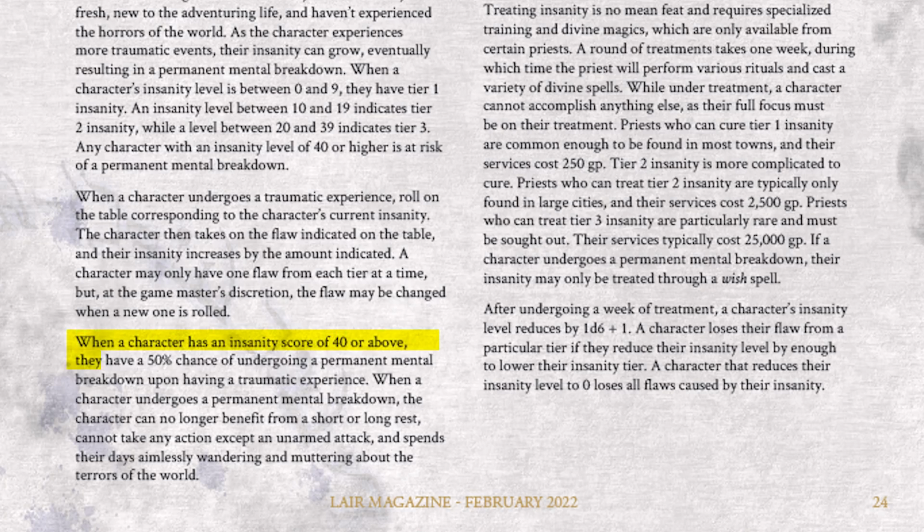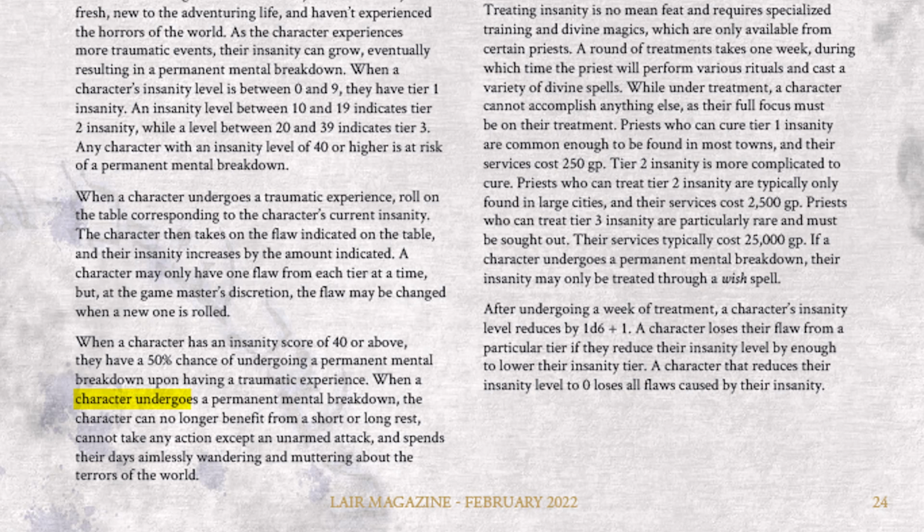If a character's insanity level reaches 40 or above, they have a 50% chance of undergoing a permanent mental breakdown when a traumatic event happens. If they suffer this breakdown, they can no longer benefit from a short or long rest, cannot take any action except an unarmed attack, and spend their days wandering aimlessly and muttering about the terrors of the world.